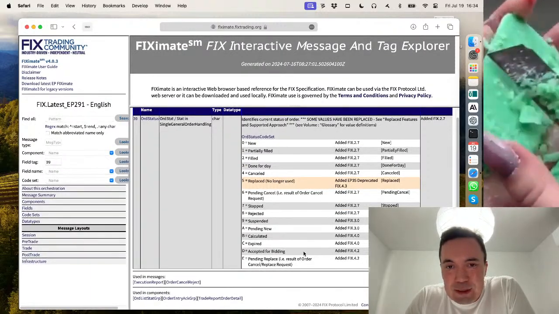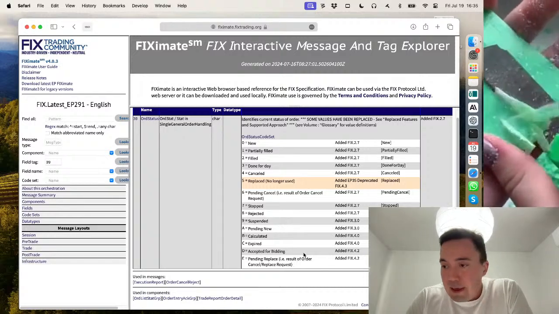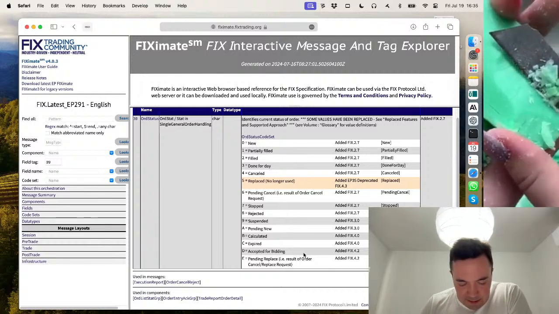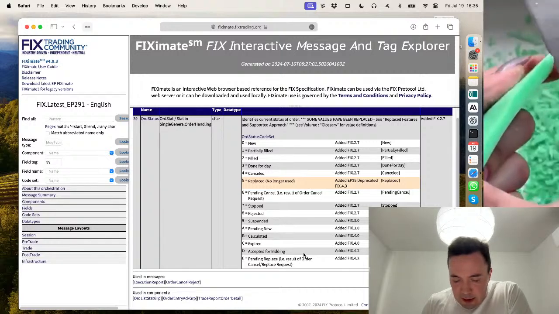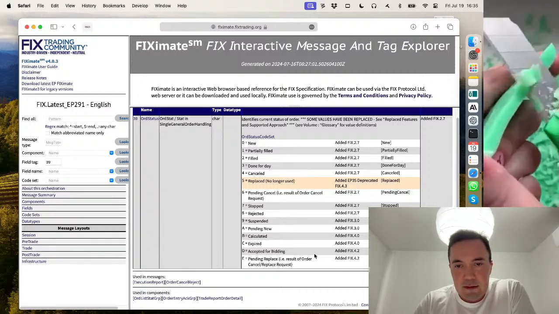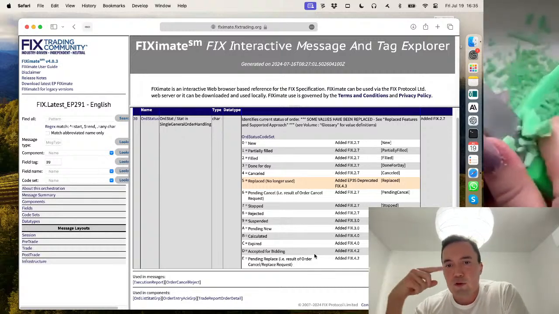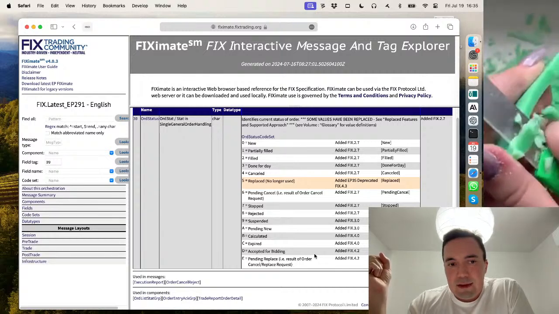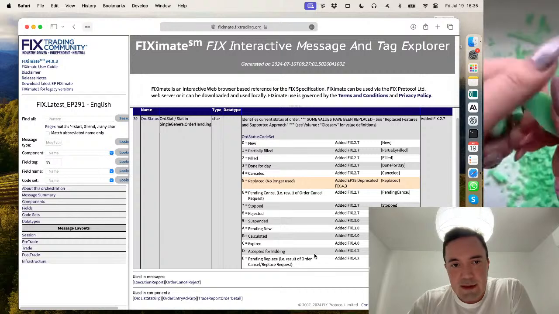Okay, so we have taken a look at the validity, expiration, and quantity of orders, and the status of an order, like what happens with an order during its lifetime. And I think if you have any questions, please ask them.